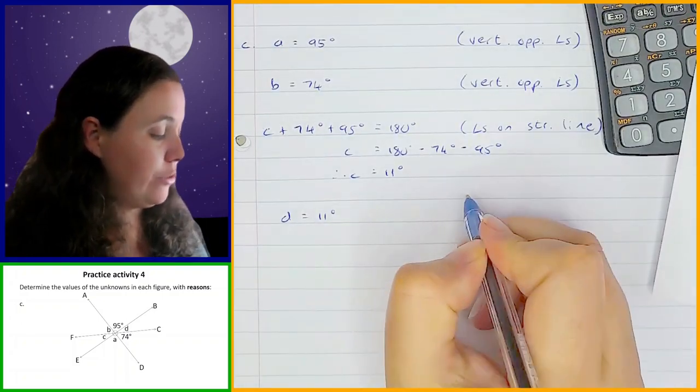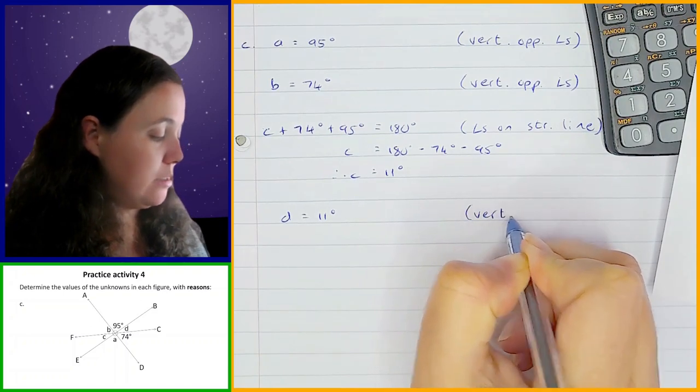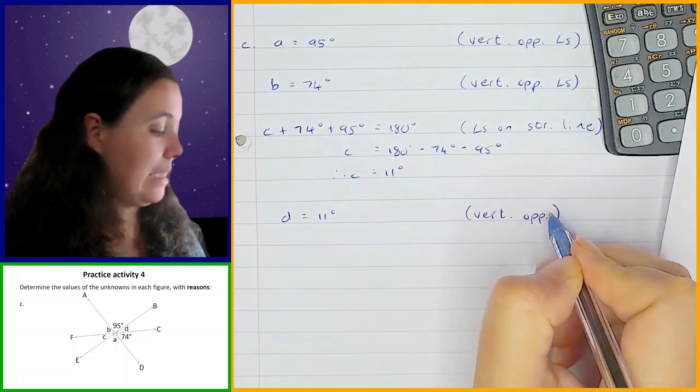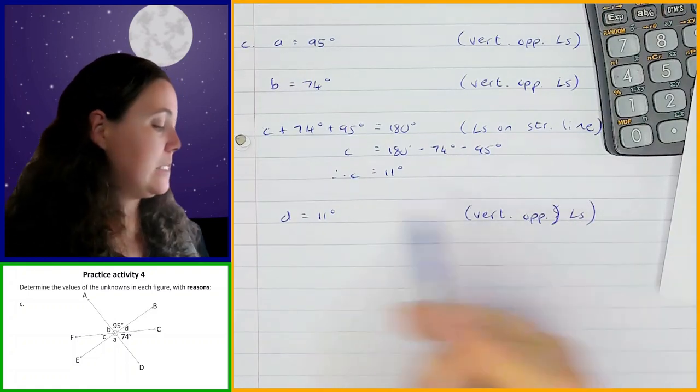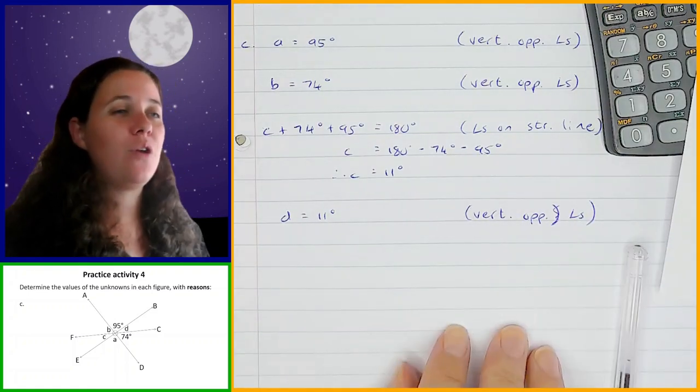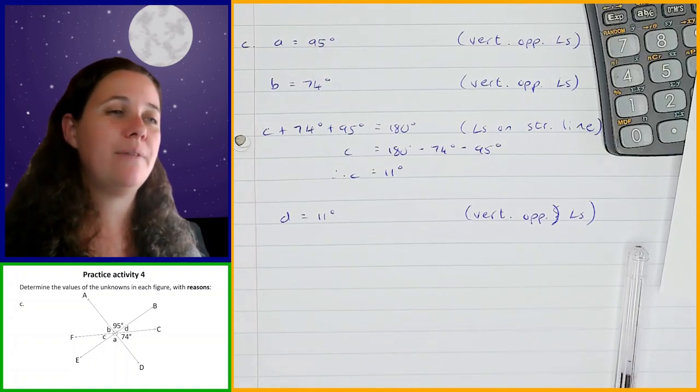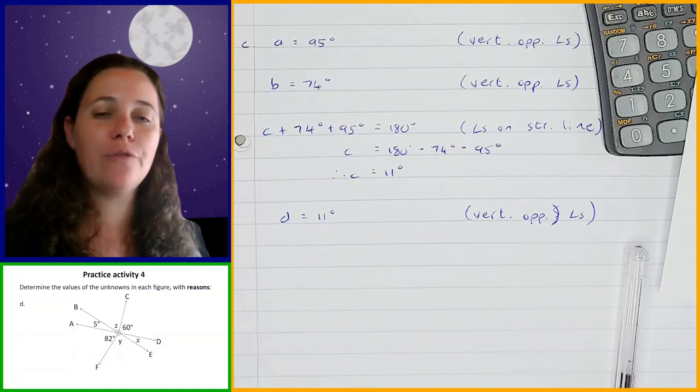Okay, so D is 11 degrees and my reason is vertically opposite angles, vertically opposite angles. Okay, so that is how you do that question. Now the last question for today is this one over here.